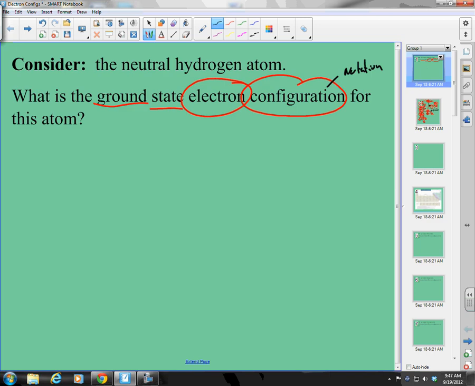So that means I have 1 electron to place. And where is that going to go? It's going to go into the lowest energy level. So that means n equals 1. So I'm going to put a 1. But what shape? Oh, man, I almost forgot.